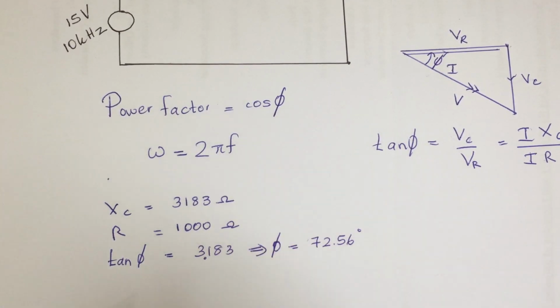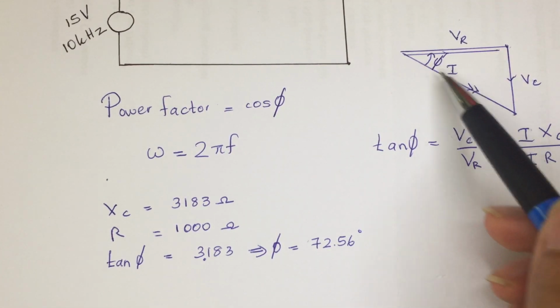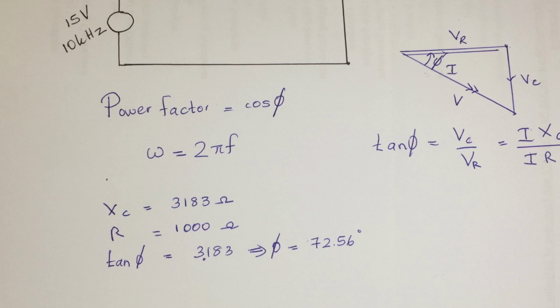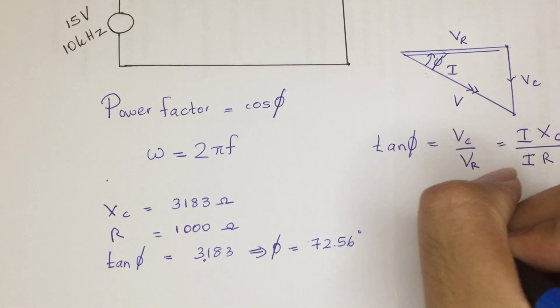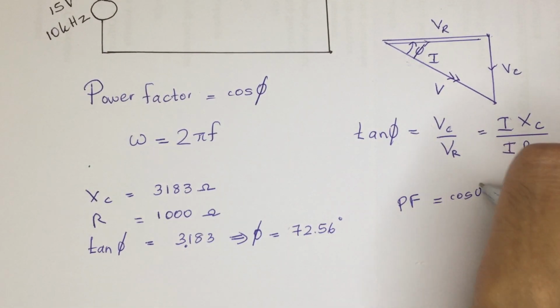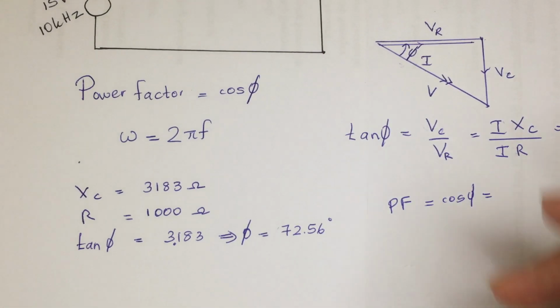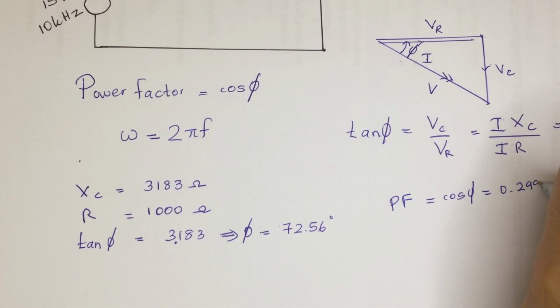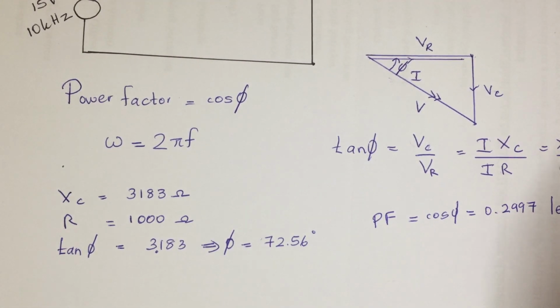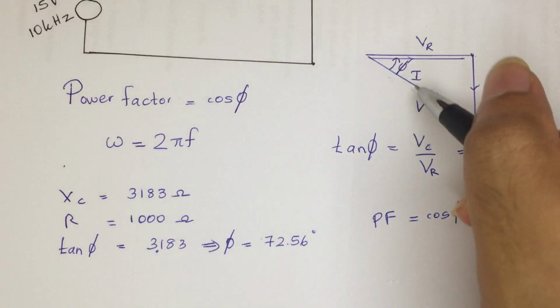But be careful when you are considering that. Sometimes if you use the negative sign over here for the VC, you are going to get the answer in the minus. However, when you are considering the voltage as a reference, when you are considering the power factor, normally we assume the reference as the voltage. Actually, the question is about the power factor, so we need to find the power factor over here. So power factor is going to be cos phi. So you can directly write it as cos 72.56, which gives the answer of 0.2997. And it's going to be leading, because when you are considering the voltage as a reference, the I is going to be leading.